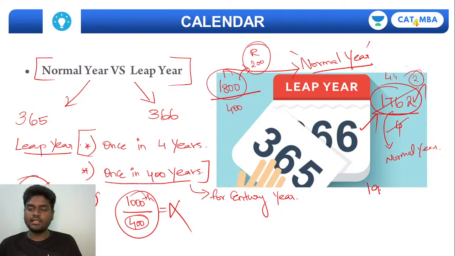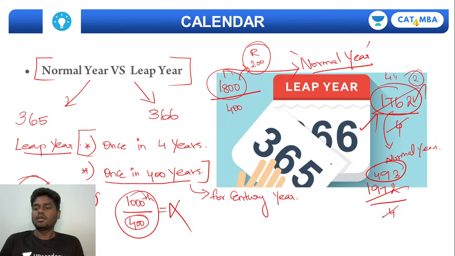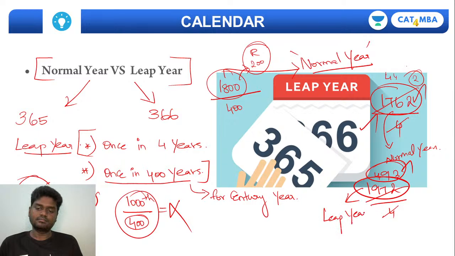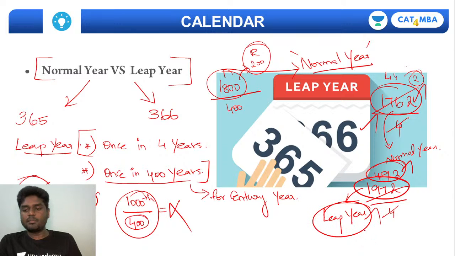If I go for 1972, and I ask you whether this is a leap year or a normal year, divide this by 4 instantly. If you do so, 4 times 4 is 16, and then 3, 9, 6, and then 3. That's it, 493 times it exactly goes there. I can 100% say that the given year 1972 is actually a leap year. That's it. Did you get my point, guys? Everybody, did you get my point? I hope it is quite clear for everybody.